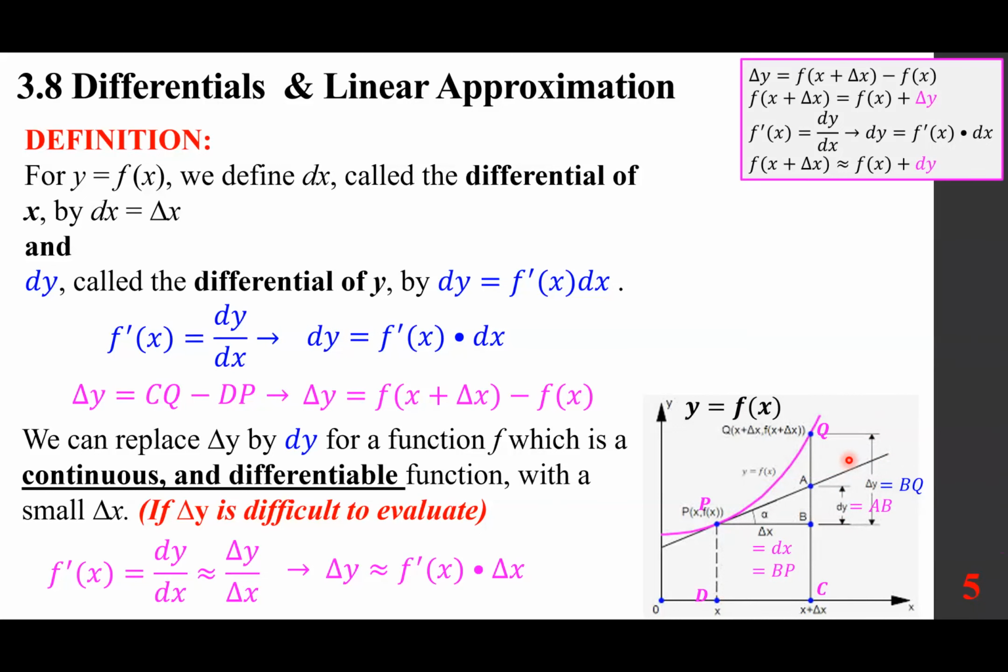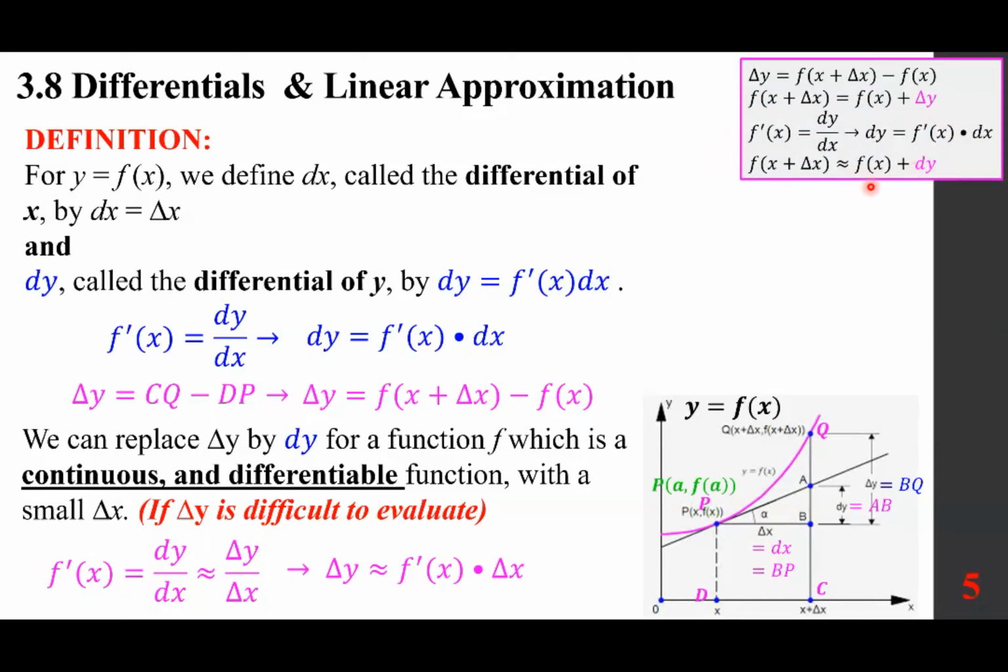Now take a look. Delta y is f of x plus delta x minus f of x. So if I want f of x plus delta x, I can move minus f of x to the other side, and it becomes plus f of x. So f of x plus delta x is f of x plus delta y, precisely. We said f prime of x is dy dx, and therefore dy is f prime of x dx. So over here, in this equation, we keep f of x. We can change the delta y to dy because it's normally easier to calculate, and that's an approximation.